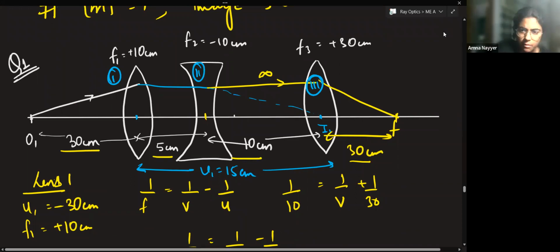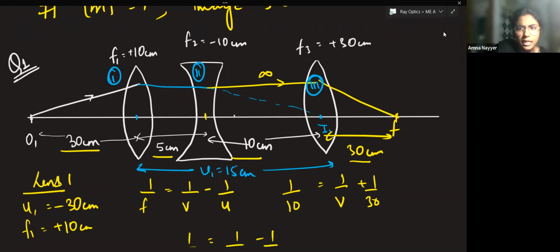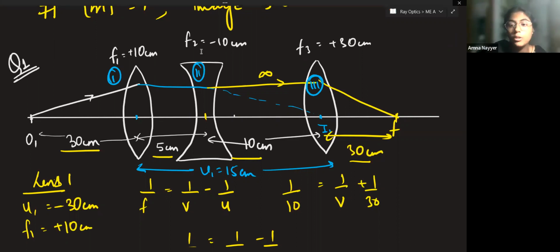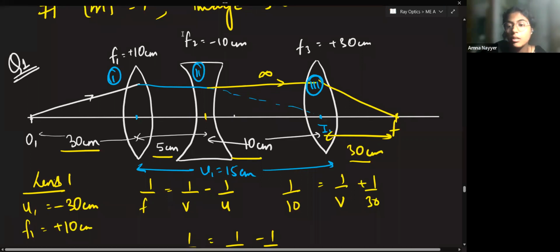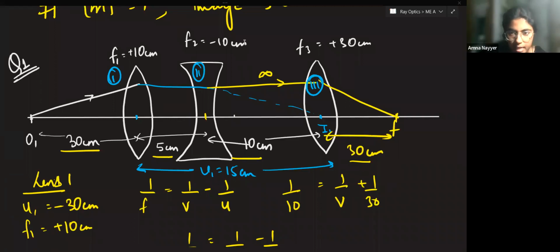And any question can be asked. In the NCERT, I think the total image distance is asked from the first lens. So apart from this 30 till here, 45 centimeters will be your answer. Whatever is asked, you can write. But is this clear now or not? Yes or no? How we have got the final image's position? Got it? Okay.